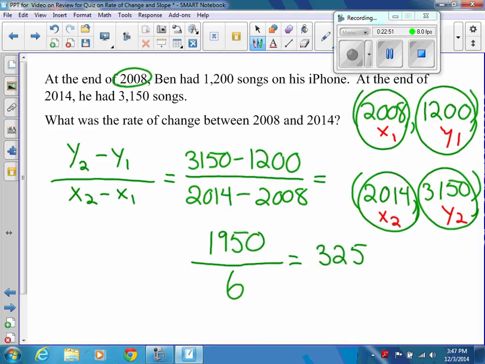Now, this is not our final answer. Remember, rate of change, I need to have what is changing, what's happening. What we're saying here is that Ben had a change of 325 songs per what? It should be songs per year, because that's what we're finding out. So there was an increase in a way. The rate of change was an increase, and it was 325 songs per year. Okay, let's do another one.